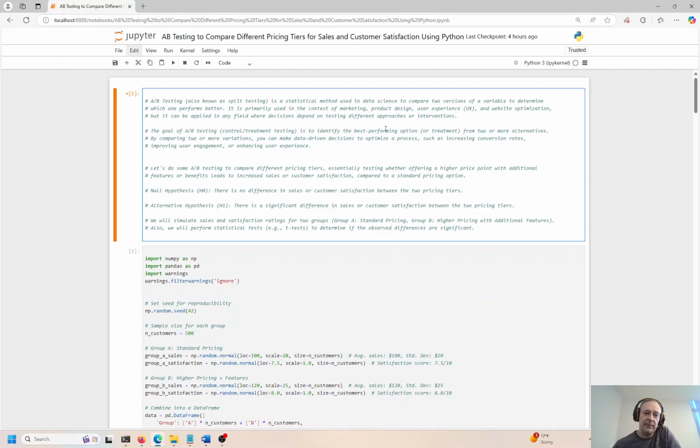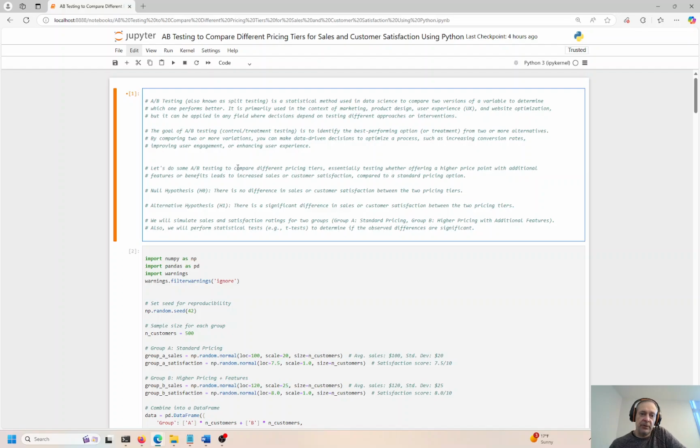So A/B testing is control/treatment testing. A is the control group and B is the treatment group. We try to identify best performing options or treatments, and we can compare these as two variations, one versus the other, and then understand the impact, the user engagement, the overall experience for each user, and so on and so forth.